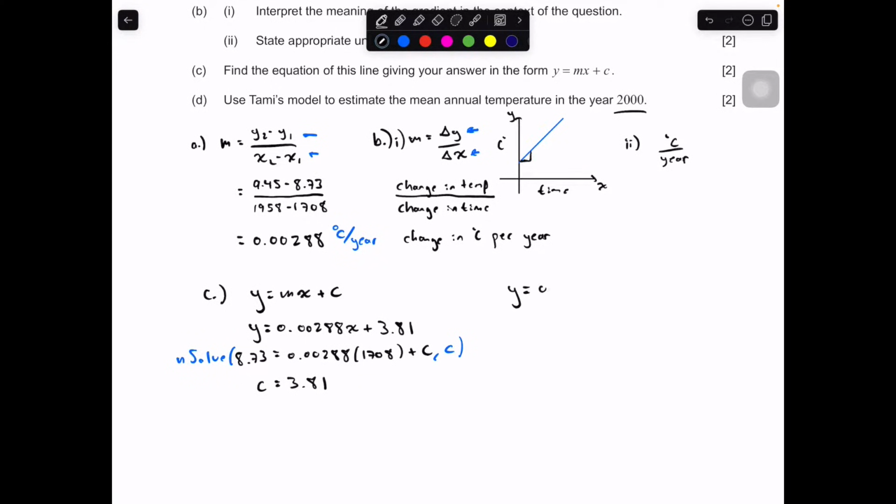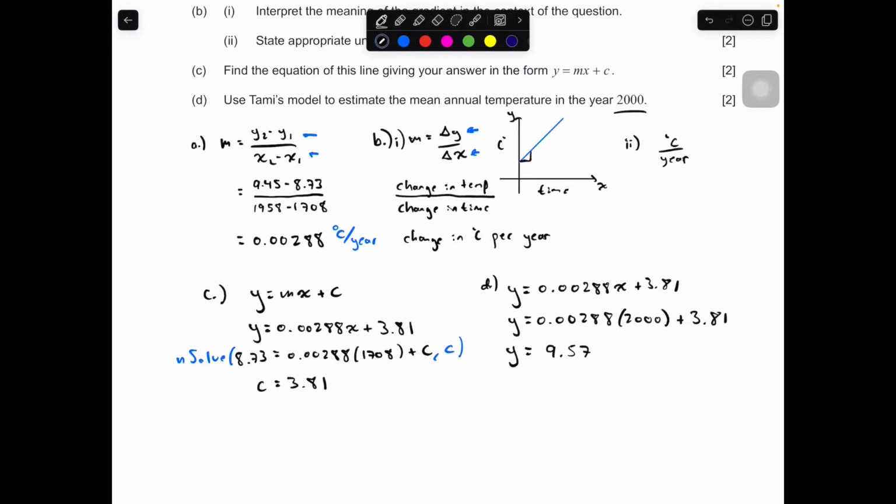So we have, this is part D, y is equal to 0.00288x plus 3.81, and we know we're trying to predict temperature in the year 2000. There we go. So I'm actually just going to work this out on the calculator that I have beside me. That would give us a value. 0.00288 times 2000 plus 3.81. And by our model, we would predict that it would be 9.57. And that's the value that the calculator gives, so no rounding required.